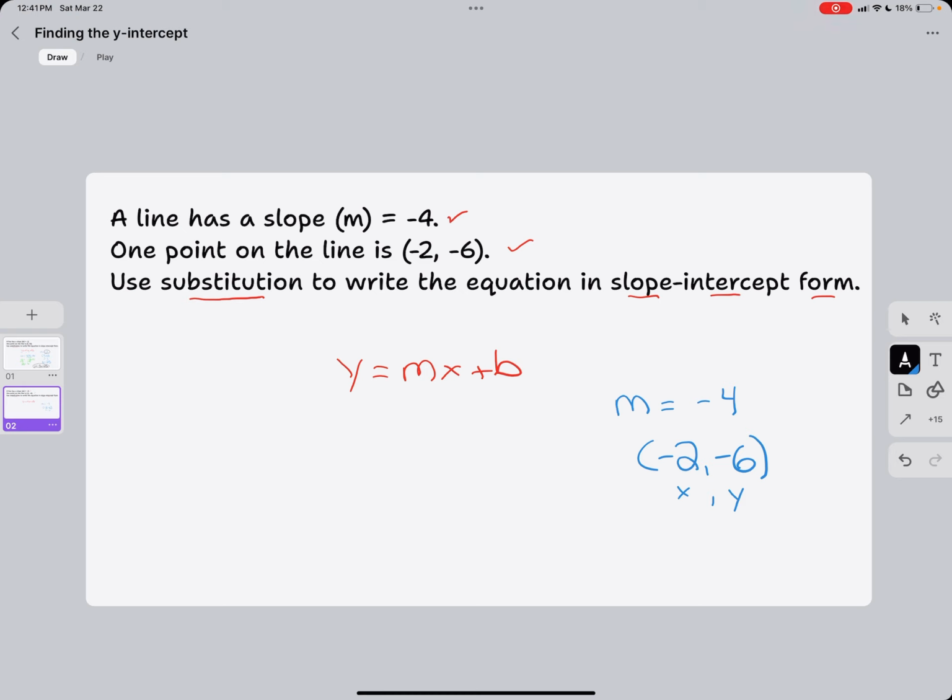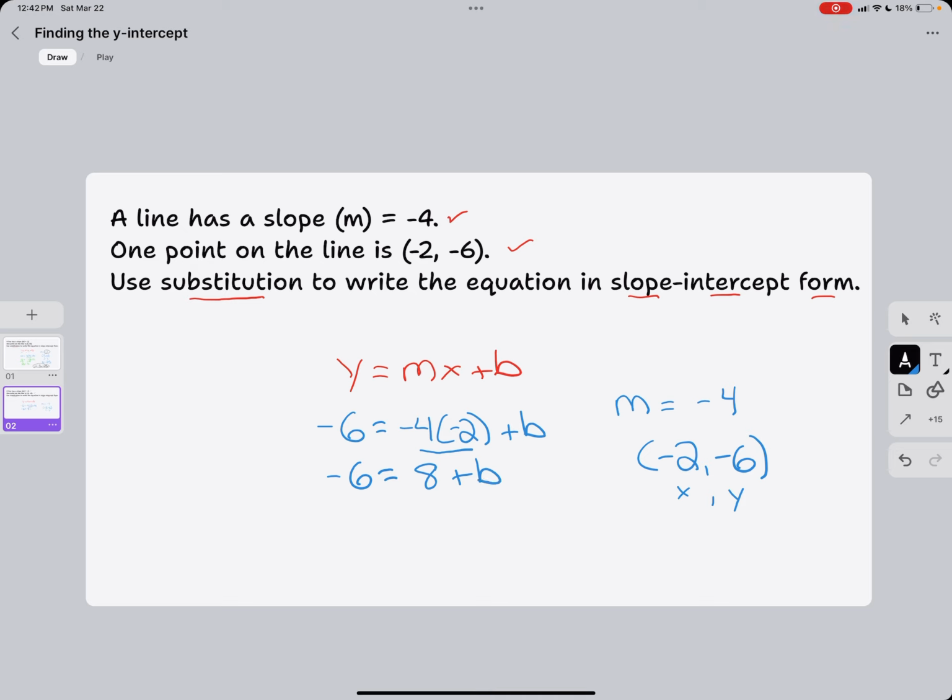So y is negative 6 equals, again, let's remember, mx. Whenever we have two variables directly next to each other, that means to multiply. So we're going to do negative 4 times the x value of negative 2, then plus b. And that's what we're trying to solve. b is our y-intercept. Okay, and now we're going to simplify the right-hand side. So negative 4 times negative 2, a negative times a negative equals a positive, so that's positive 8 plus b.